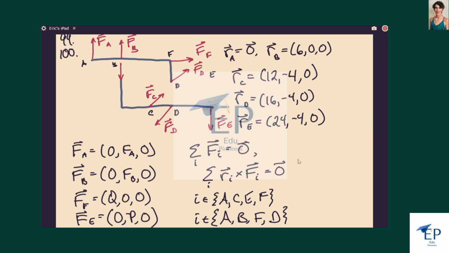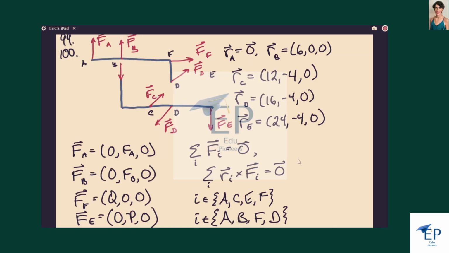Now we also have an external load acting here at point F, which I've defined, that isn't in the book. And it is a horizontal load. And so we know FA and FB have to be in the vertical direction, and FF is in the horizontal direction, and FE is in the negative vertical direction.